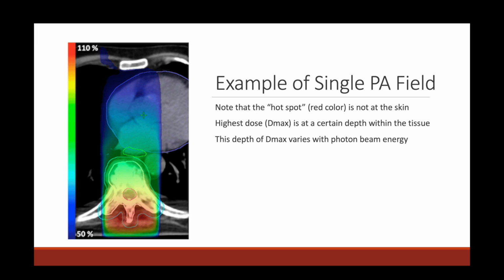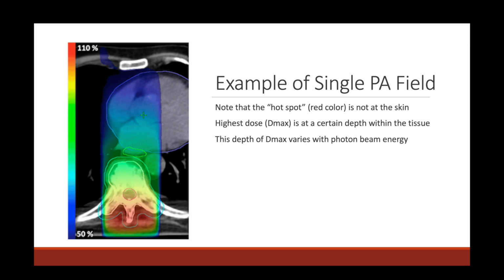So now going back to this example picture of a single postero-anterior field shined on a vertebral body, what we see here is a cross section, an axial slice of a CT scan. We're at the level of a thoracic vertebral body, and we know that because we can see the heart and the sternum anterior to the vertebral body. And we see this color schematic drawn over the black and white CT scan. That color has different shades of blue, green, yellow, and red. The blue represents the 50% isodose line, so that's what is receiving half of the prescription dose. And the red actually represents more than the prescription dose, like 110%.